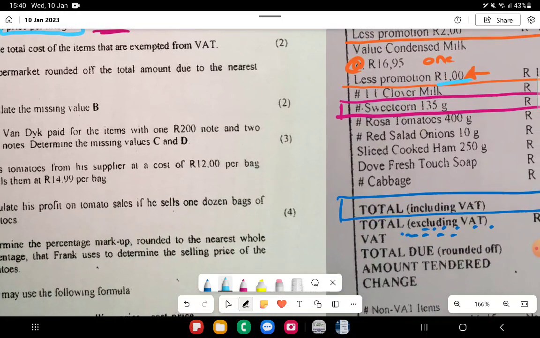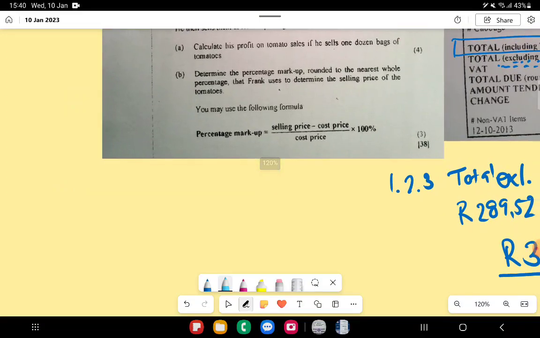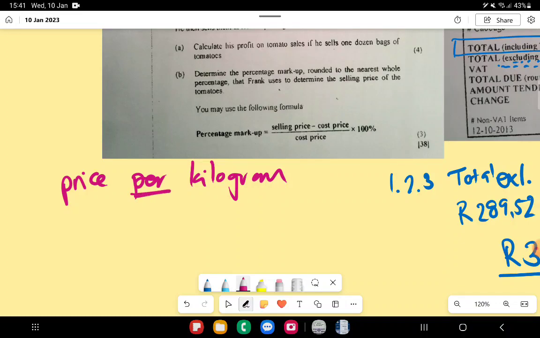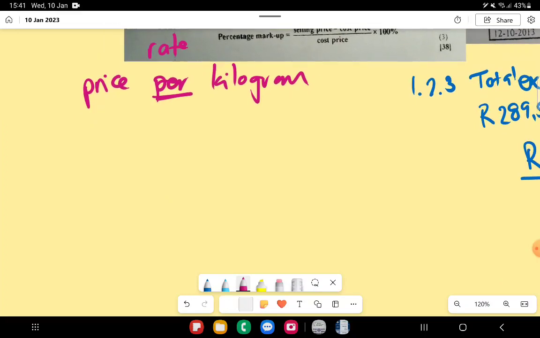Now let's talk about that before we do the calculation. Whenever you hear the word per, or in this instance, you have got price per kilogram, this word per is an indication for you that you are working with a rate. What is a rate? A rate is an expression of two numbers. It's normally a fraction. So a rate will be a fraction of two values with different units.